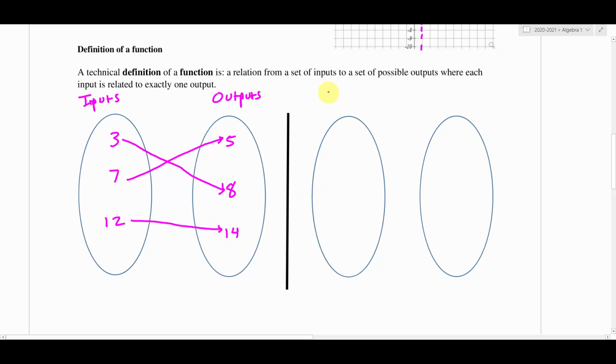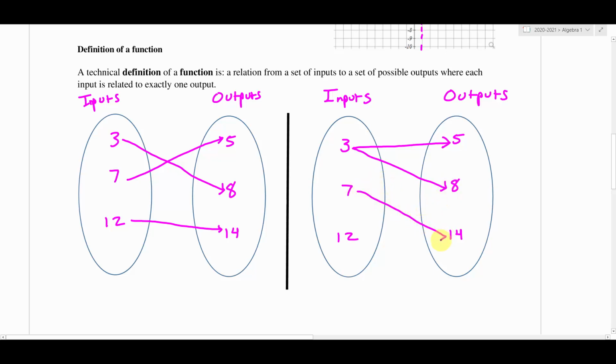All right, so let's try it again. Let's look at one that's not a function. I have my inputs and my outputs here, and we'll use the same numbers: 3, 7, and 12 as inputs, and 5, 8, and 14 as outputs. Let's say this time I put a 3 into the function, and it goes to 5. And it also goes to 8. Then we'll say that 7 goes to 14, and 12 also goes to 14.